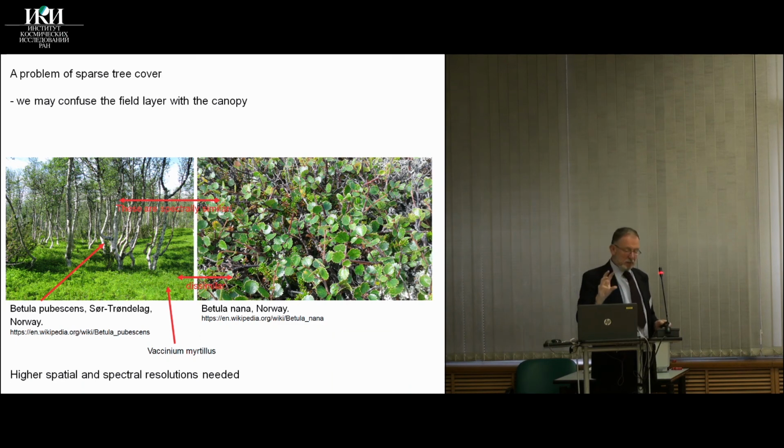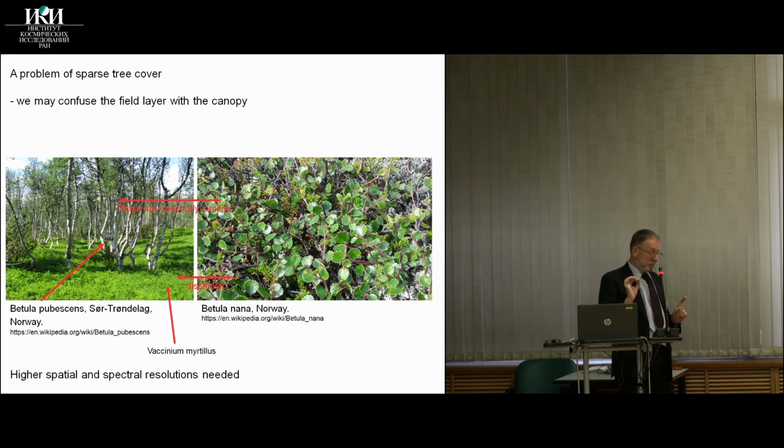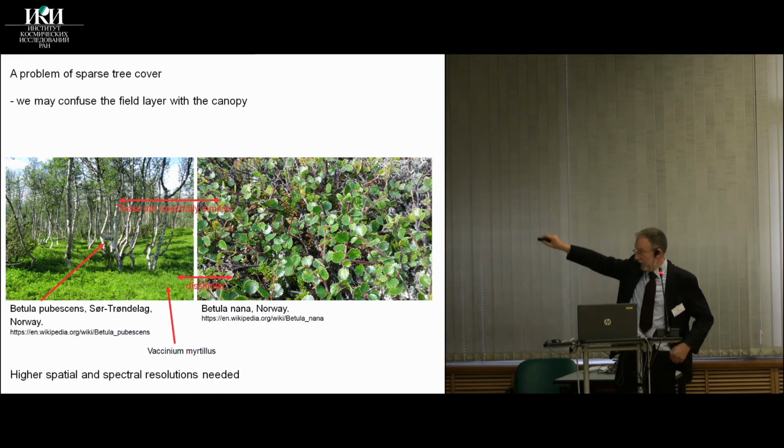The boreal forest intrinsically is somewhere where the vegetation cover is starting to become quite thin. So we have sparse tree cover. We have the danger that we can confuse the field layer with the canopy. Here's an extreme example of that danger.